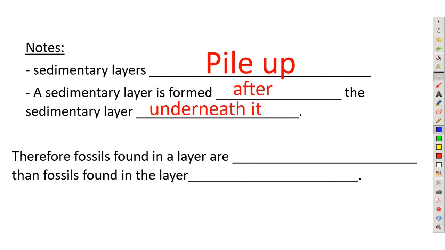As a consequence, fossils which are found in a layer are more recent than the fossils found in the layer underneath it. So the more recent fossils will be in the top layers, and the older fossils will be in the layers underneath.